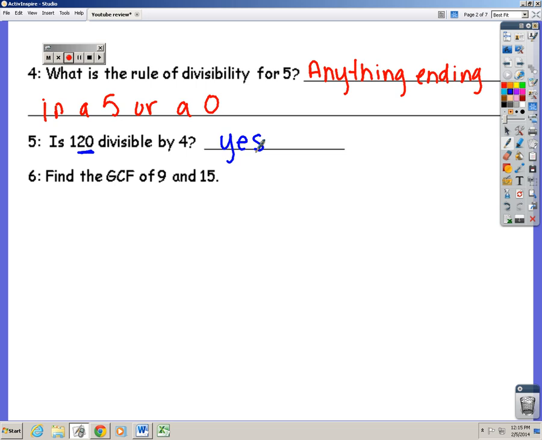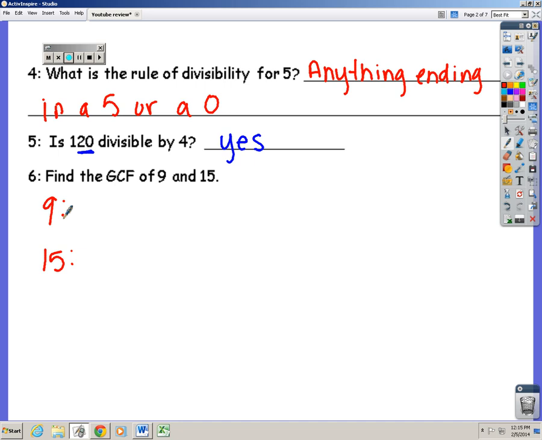Our next one we're going to do is number 6. Find the GCF, or the greatest common factor, of 9 and 15. So for me, I think today you can do a few different ways. You can list the factors out, you could use a Venn diagram, or you could use factor trees to find this. For this one, I'm just going to do the listing of the factors.